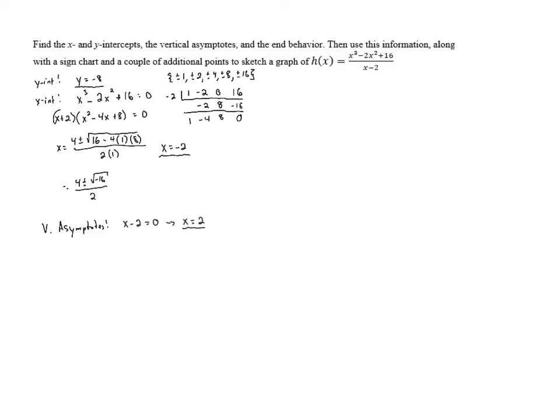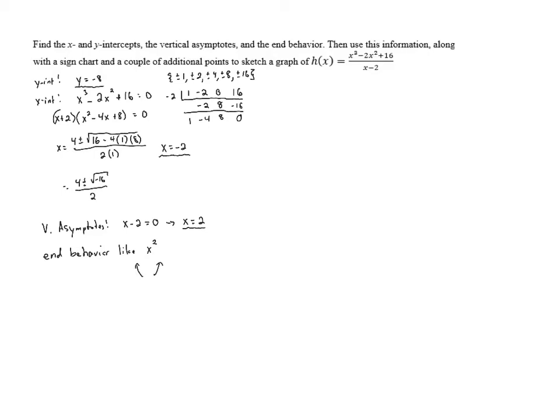We also want to look at the end behavior. If we look at the degrees of the numerator and denominator, the numerator is 2 degrees higher than the denominator, which means that we're going to have no horizontal or slant asymptotes. And so we need to look at the ratio of these two terms to figure out the end behavior. x cubed over x is x squared, so the end behavior acts like x squared, specifically going up in each direction.